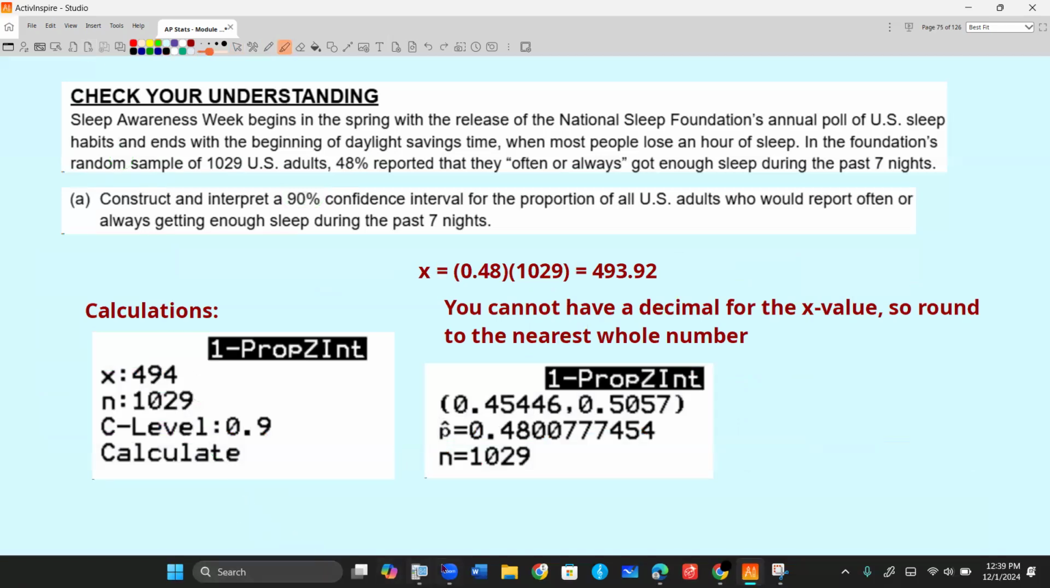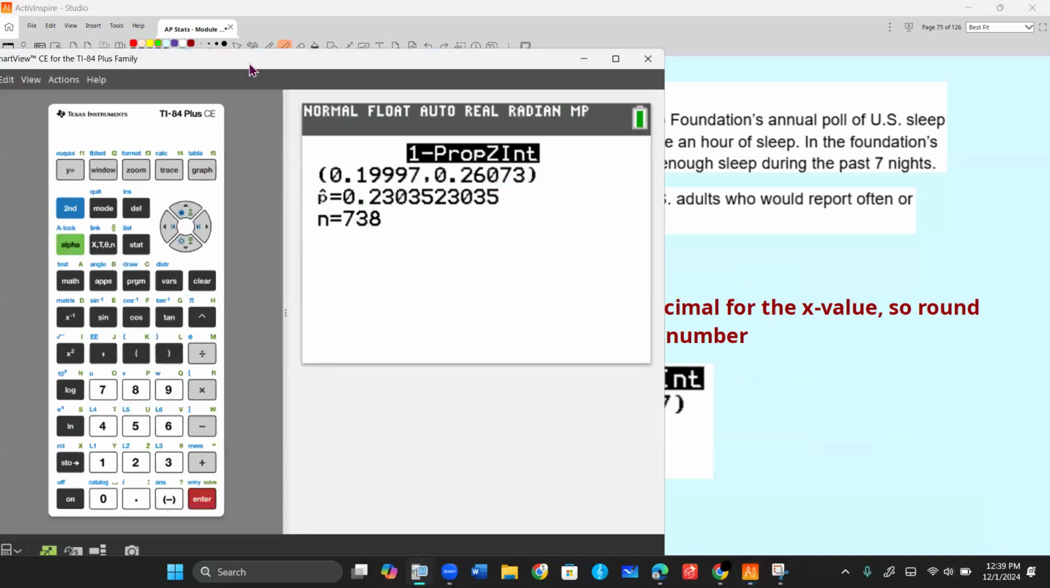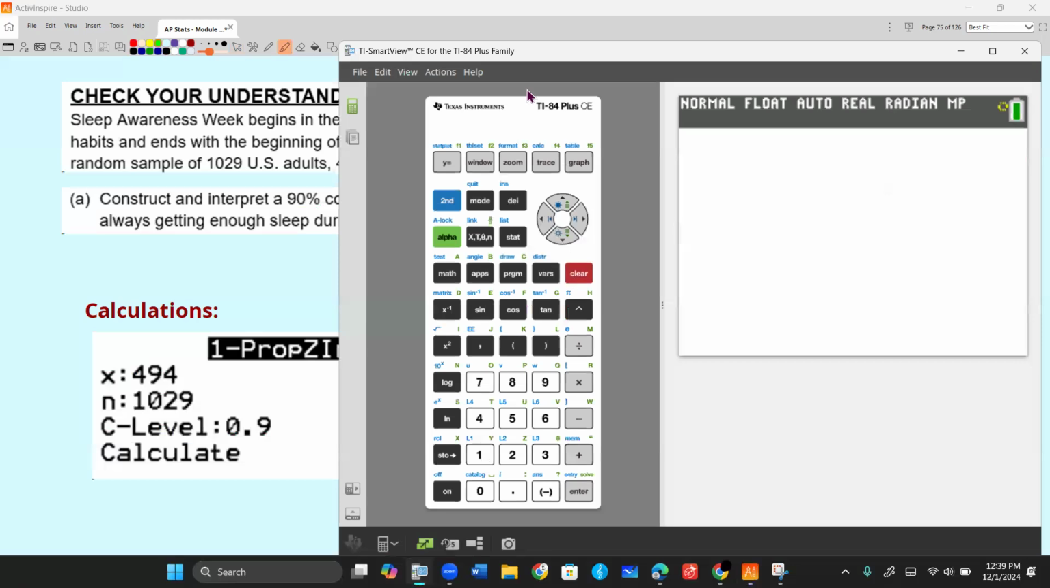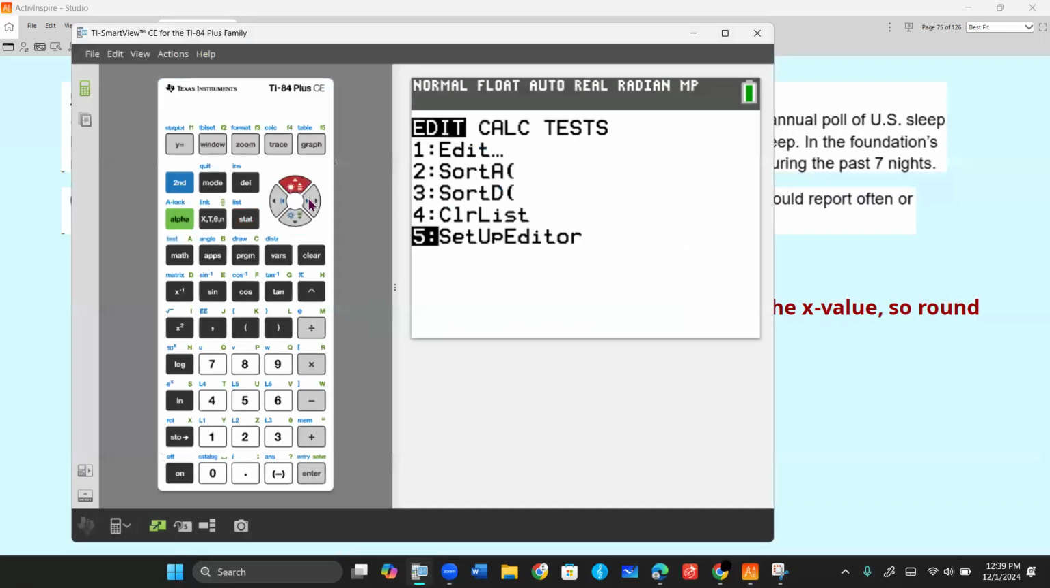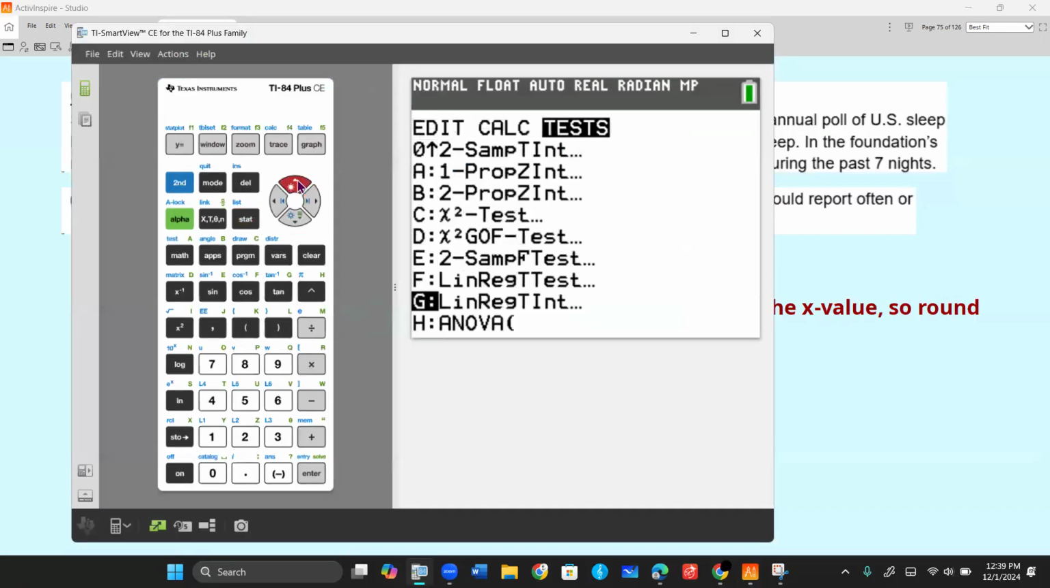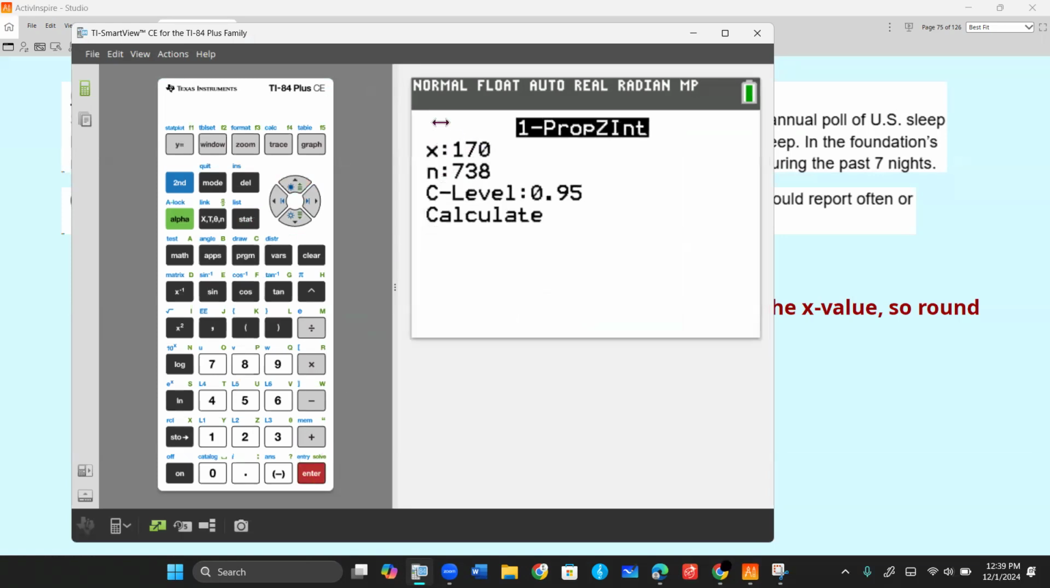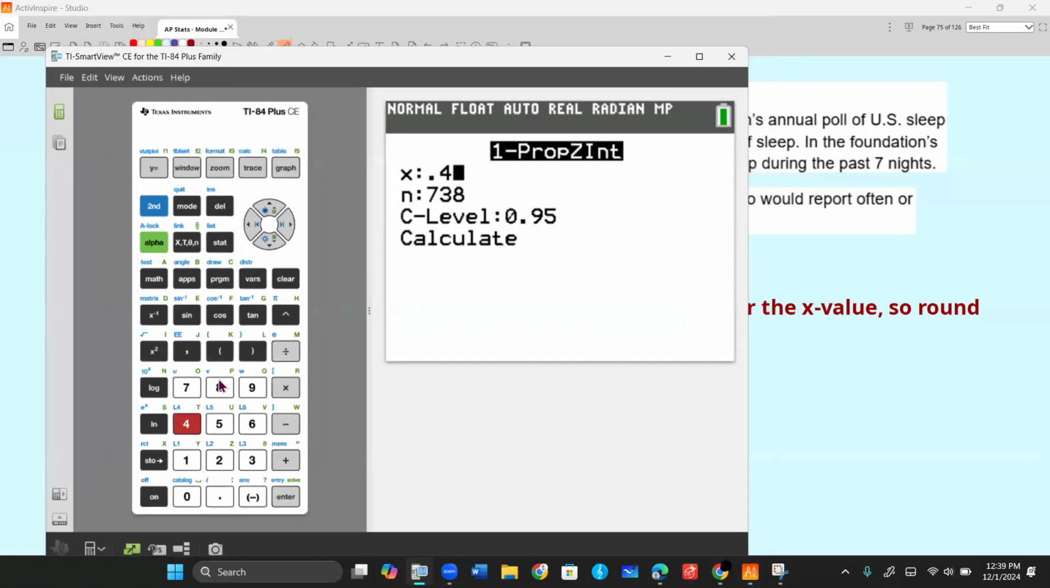Here's your calculations again. I'll walk you through the calculations on this one. This is a little bit trickier. You have to remember some things about the calculator on this one. When you do your inputs, we're not putting a percentage. We're actually putting in the counts. So the top number is going to be your number of successes. So it's 48% of 1029. You can do that by multiplying 0.48 times 1029.